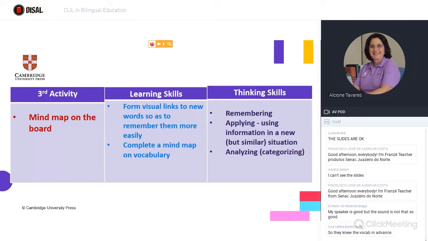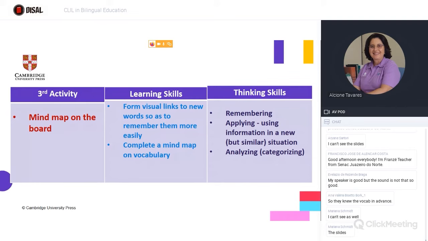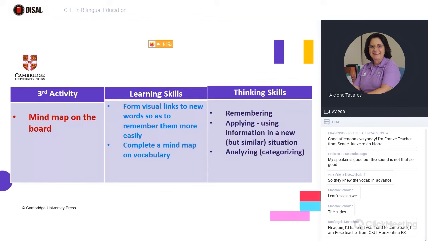Thinking skills are cognitive skills. They are using remembering, applying, using information in a new but similar situation, and analyzing, because they are categorizing. So if you think of HOTS and LOTS, LOTS, lower order thinking skills, they use remembering and applying. And in terms of HOTS, higher order thinking skills, they are already using analyzing, categorizing.